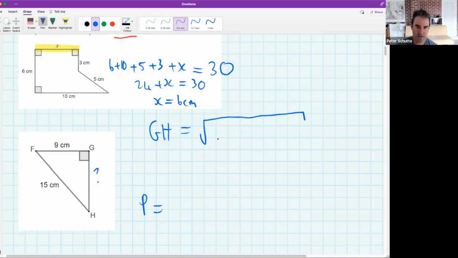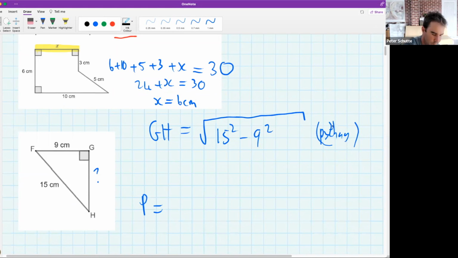Sure, you guys are going very fast. So yeah, what do we have here? Square root. So we should get, for GH, we should get 12.